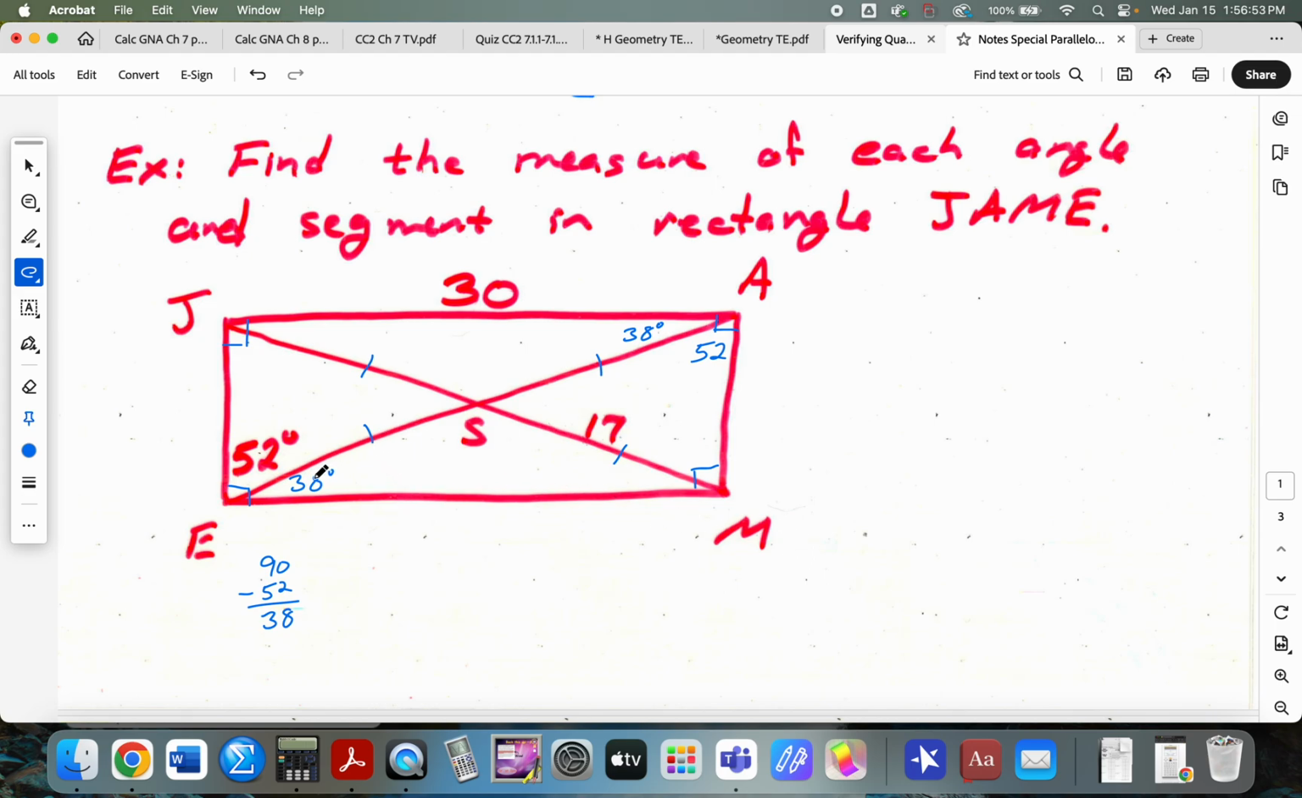So then what kind of a triangle is this triangle down here at the bottom, triangle ESM? Yes, it's obtuse. Classify it by its sides. It's isosceles. You got to say it louder or I can't hear you. So if it's isosceles, remember this is the base at the bottom, so these 2 base angles are congruent. So if this angle is 38, so is this one.